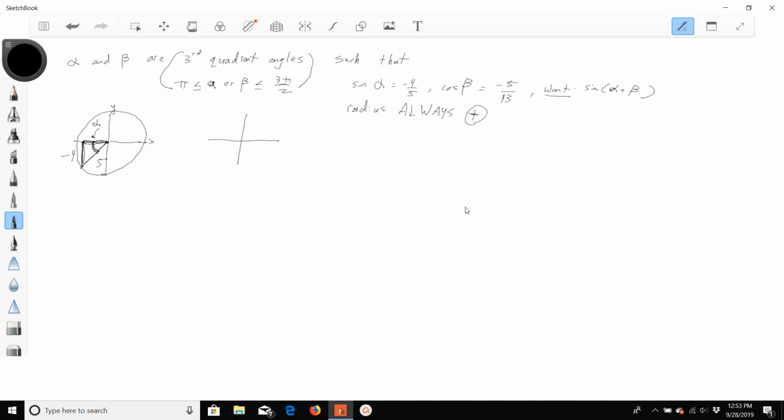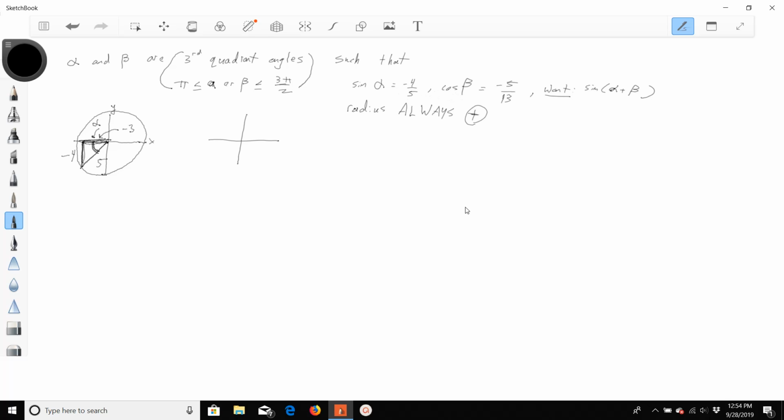Okay. Now, this leg is -4, the hypotenuse is 5, so the other leg must be -3, and it's -3 because we go to the left along the x-axis. Now, that takes care of that triangle.